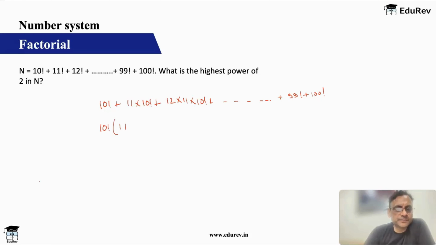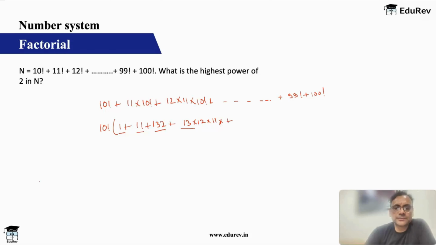So I'm left with 1 plus 11 plus 12 into 11, which is 132, plus what will you get next? After this, this was your 10 factorial, this was 11 factorial, this was your 12 factorial. After this, you'll have 13 factorial. But remember, from 13 factorial, 10 factorial you've already taken out. So you'll have 13 into 12 into 11, 10 factorial is already out, and then it will be further. So this is what you will get.